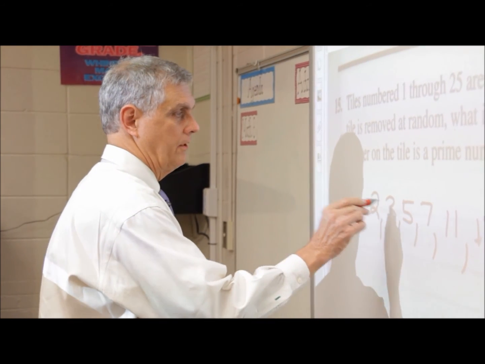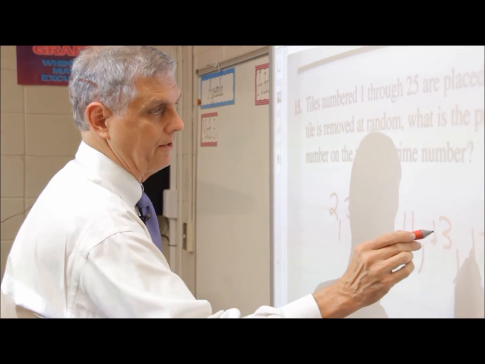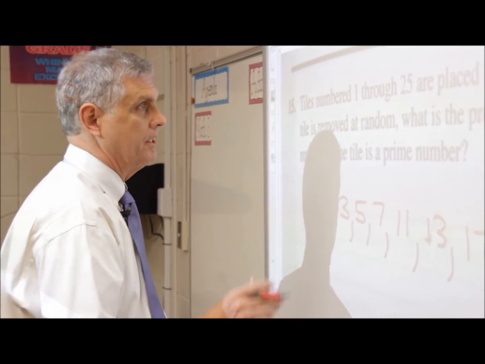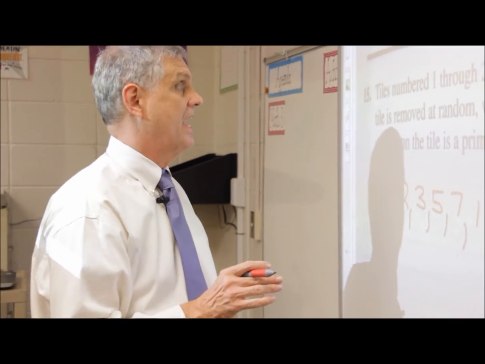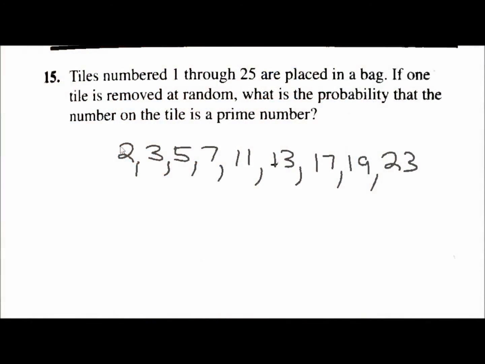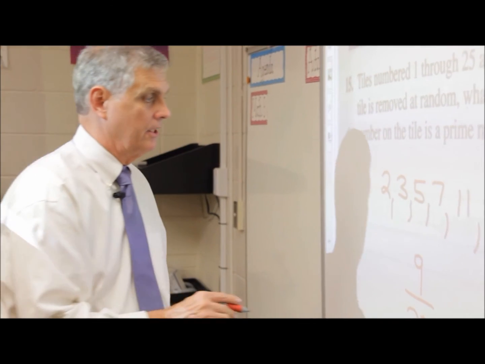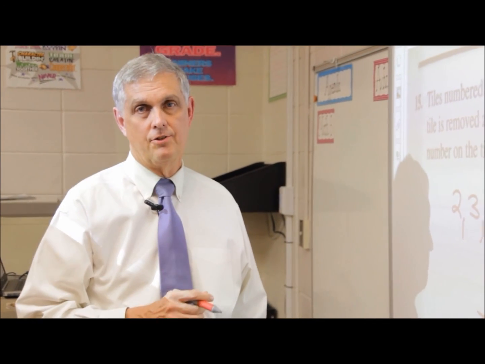So that's 1, 2, 3, 4, 5, 6, 7, 8, 9 prime numbers in that bag. And so it's a simple problem from there. We take the number of objects we're trying to find the probability of. So we have 9 prime numbers, and the total number of things in the bag is 25. This is a grid-in, and you would grid in 9/25.